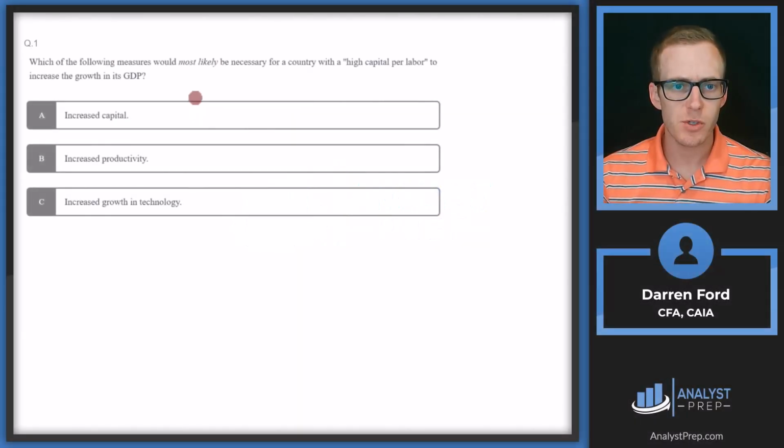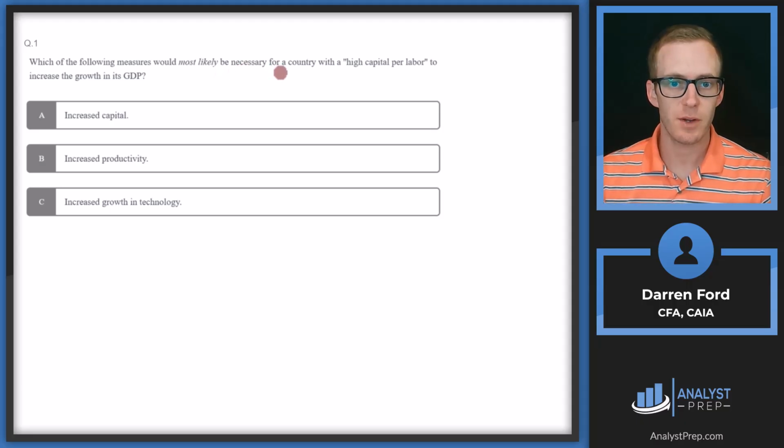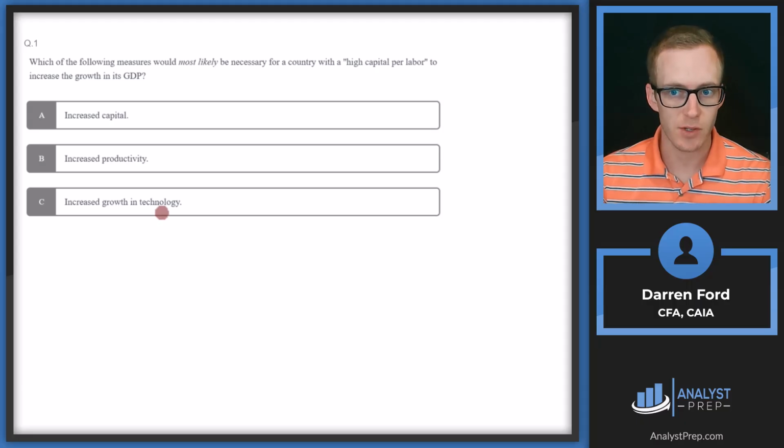Which of the following measures would most likely be necessary for a country with a high capital per labor to increase the growth in its GDP? Is it A, increased capital, B, increased productivity, or C, increased growth in technology?